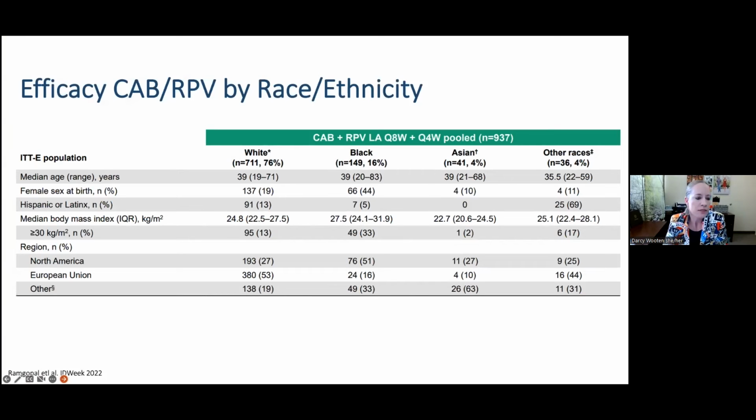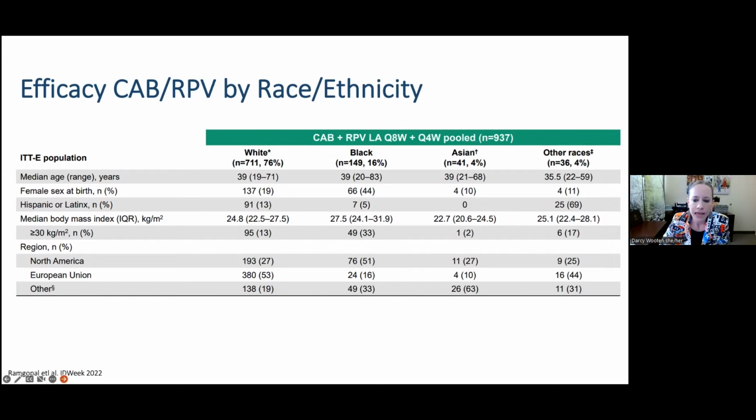So these are the results and demographic features. Again, this pools all of the data from these three studies and breaks it down by racial groups and then other demographic factors listed on the left. 67% of the patients in all of these studies were white, not surprisingly, as we tend to under-enroll participants from minoritized groups. 16% were Black, 4% Asian, and then 4% from other races.